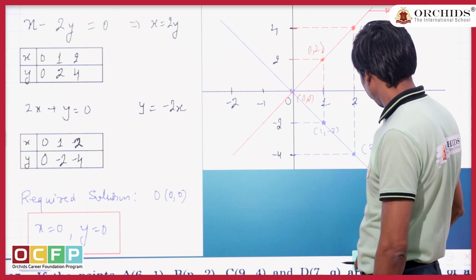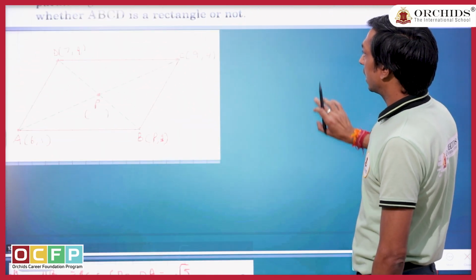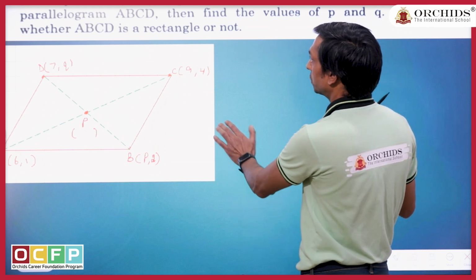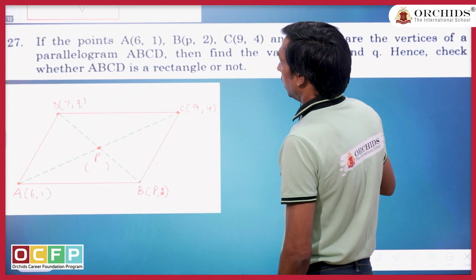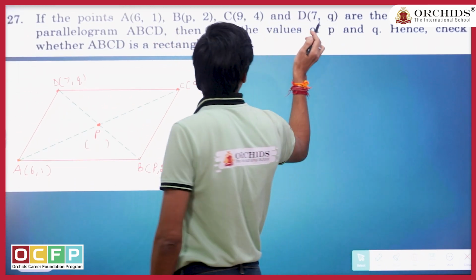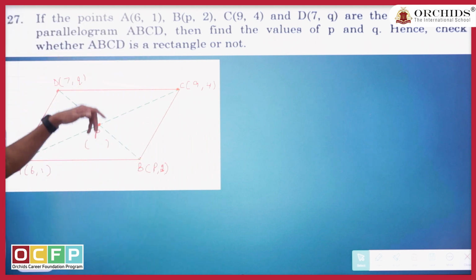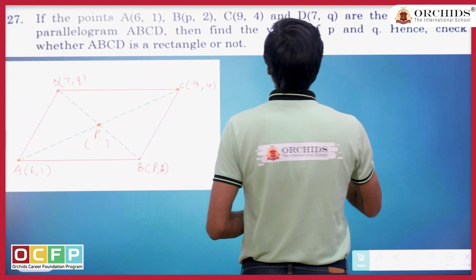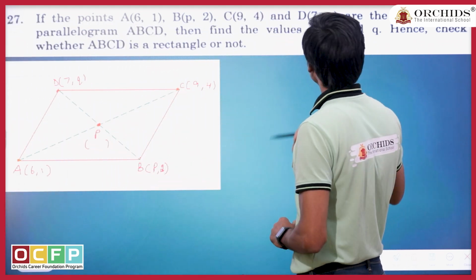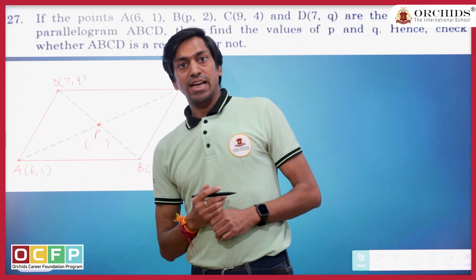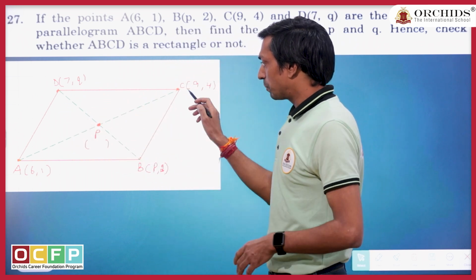Next problem. So now the next question is again from coordinate geometry, and in this question the given is: if the points A, B, C and D are the vertices of the parallelogram ABCD, then find the value of the missing coordinates, that is P and Q, and also we have to check whether this is a rectangle or not. So first of all you have to plot the points.